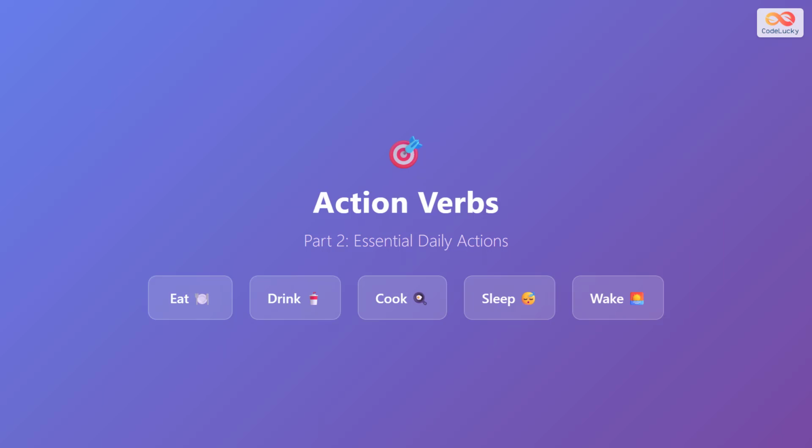In this lesson, we will learn 5 essential daily action verbs: eat, drink, cook, sleep, and wake. These are common verbs you use every day when talking about food, beverages, and daily routines. Learning these verbs will help you describe your daily activities in English.